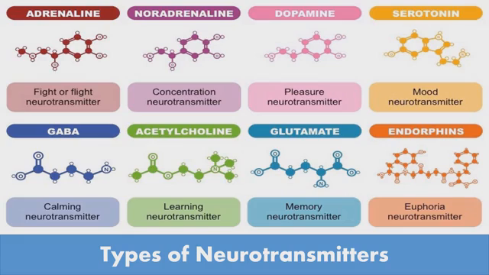Next, there are the different types of neurotransmitters and their functions. You can see adrenaline. It is a fight or flight neurotransmitter. Noradrenaline, it is a concentration neurotransmitter. Dopamine, serotonin, GABA, acetylcholine, glutamate, and endorphins. These neurotransmitters are all mentioned with their functions.